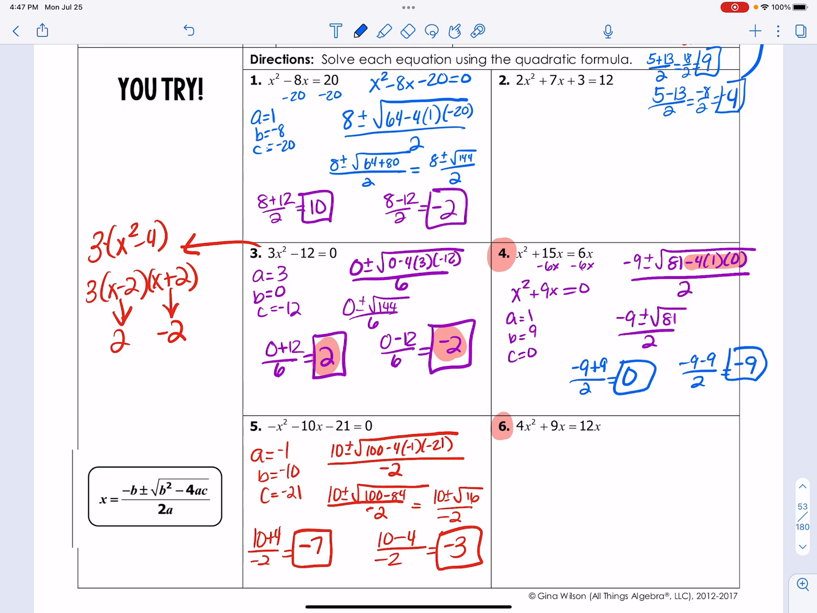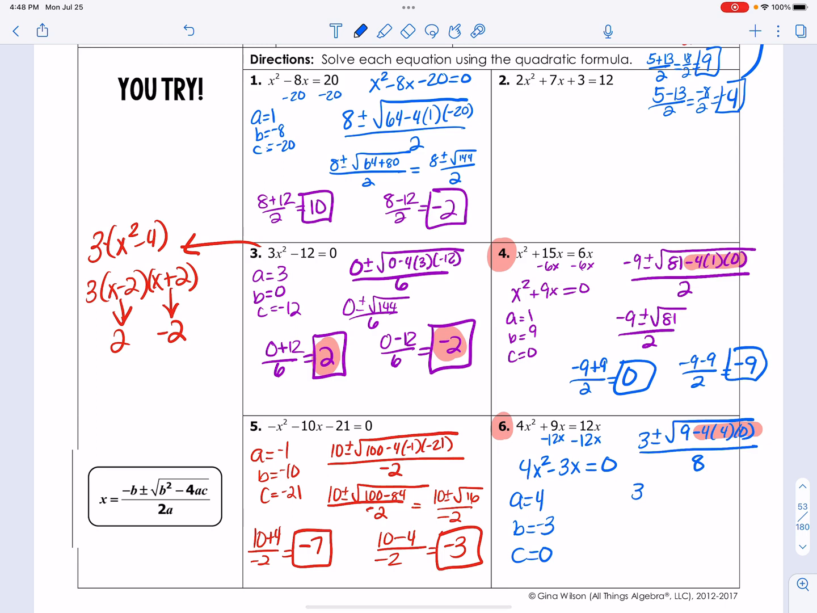Okay, same thing on the next one. I have to subtract 12 first. So I get 4x squared minus 3x equals 0. So A is 4, B is negative 3, and C is 0. So I put this in here, and it's a negative B, so that's going to be a positive 3 plus or minus the square root of B squared minus 4 times A times C, all over 2A. So it's all over 8. This is 0, so 9 minus 0 is 9.